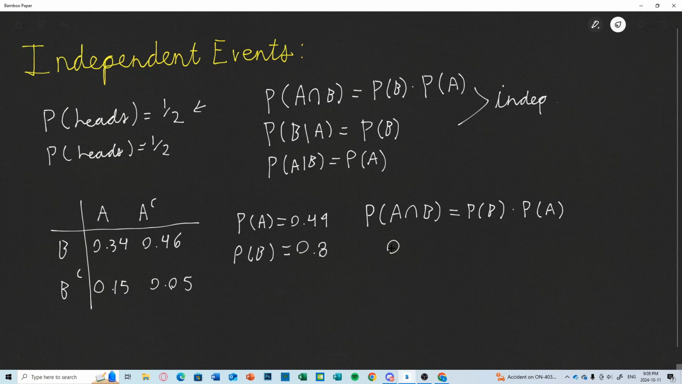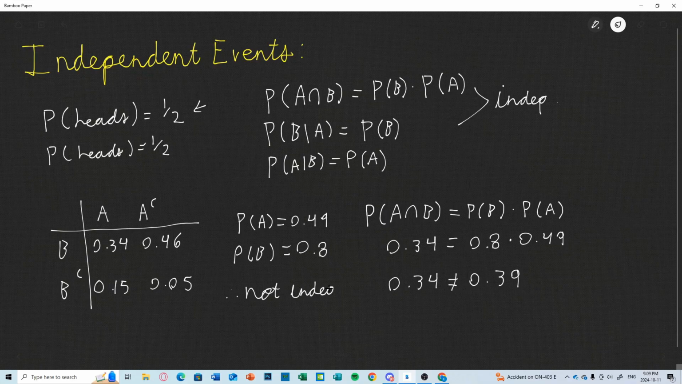And the probability of B and A is 0.34. Now we can test it, because the probability of B is 0.8, and we're going to multiply that by 0.49. This should give us 0.34, but instead, when we multiply them together, we get 0.39, which means that our events A and B are not independent, because the probability of A and B does not equal the probability of B multiplied by the probability of A.